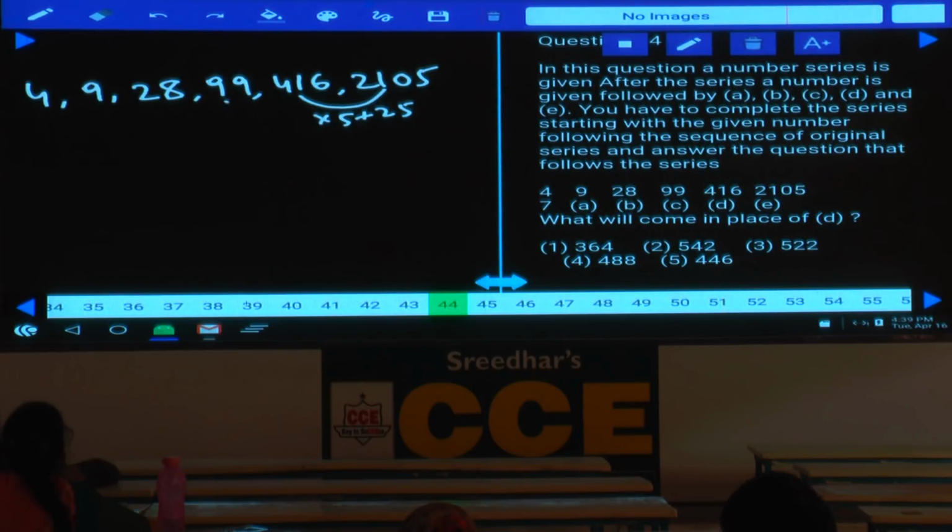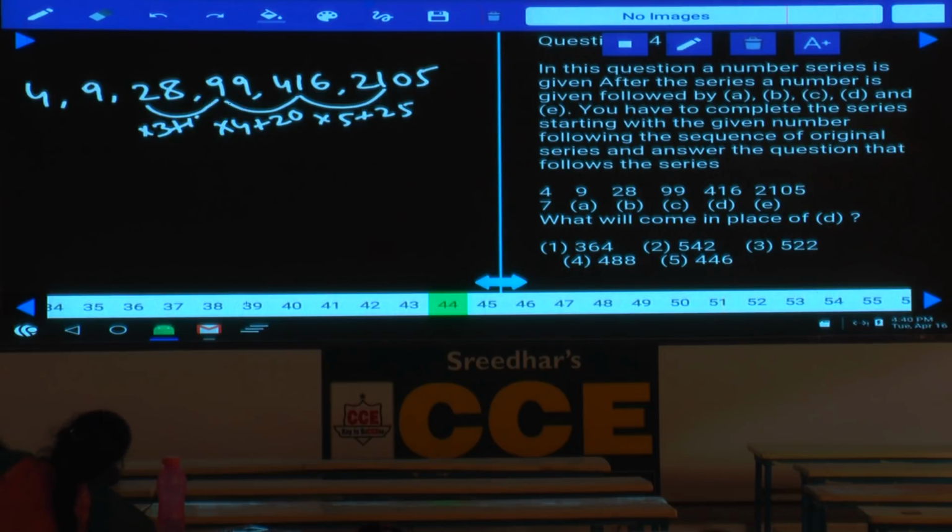Next one, what happened to this one? 99. 99 into how much? 99 into 4. 99 into 4 is how much? 396 plus how much? Plus 20, into 4 plus 20. Next one, this is into 3. 28 into 3, 84 plus how much? Plus 15. Then what are these numbers here? 15, 20, 25. That means 5 multiples. Now this is 9 into 2, 18 plus 10, and this is 4 into 1 plus 5.